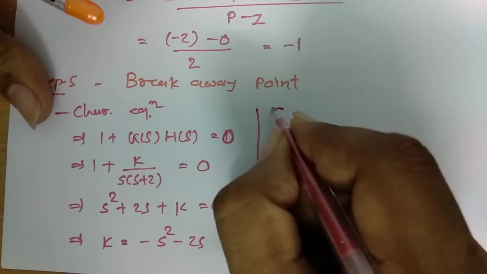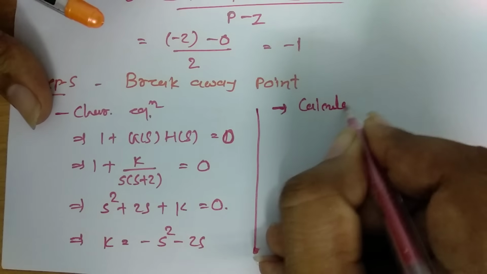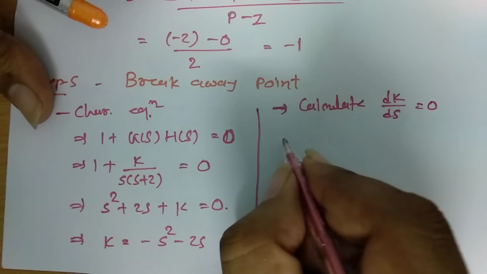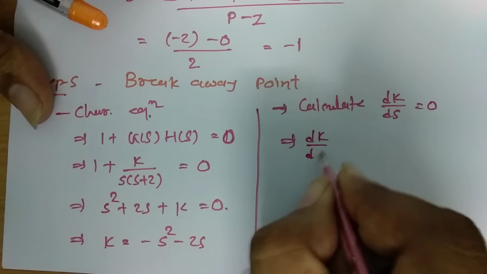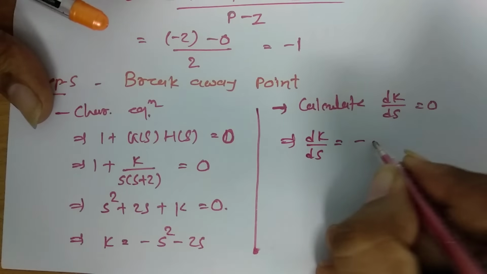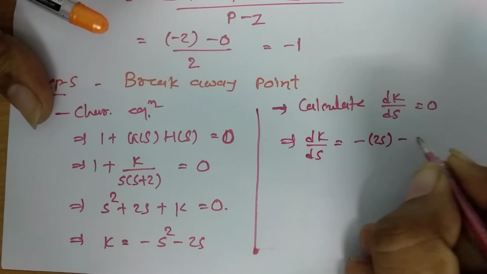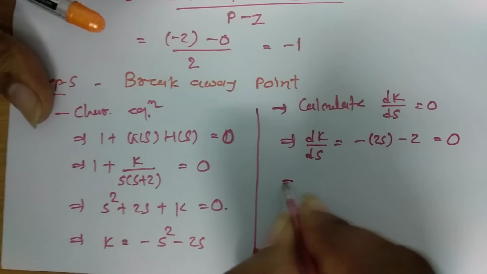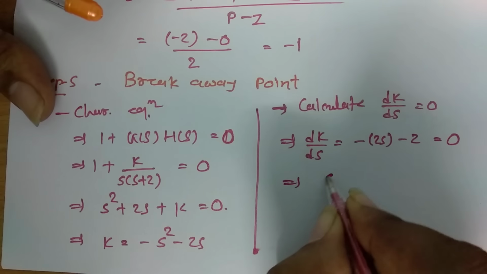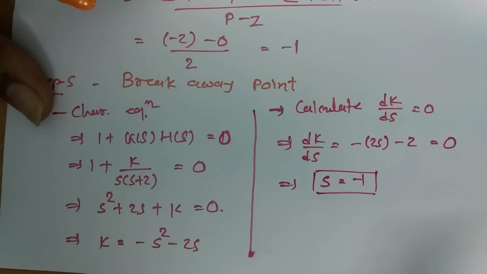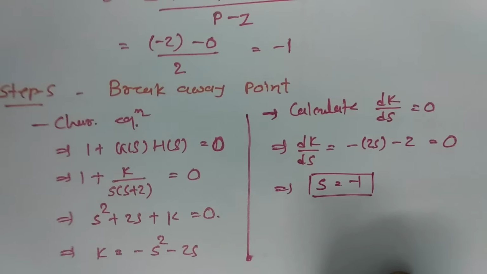Now the next step is to calculate dK/ds equals 0. So dK/ds over here is minus (2s, the differentiation of s squared) minus 2 into 1, the differentiation of s, and if it equals 0, we can say s equals minus 1. So we have the breakaway point at s equals minus 1.